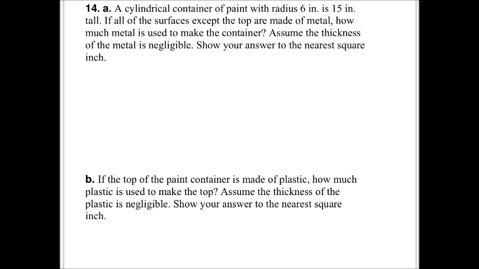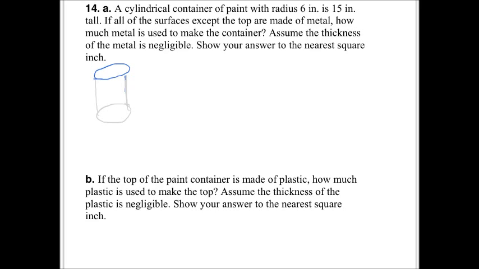Now, I think what they mean by assume the thickness of the metal is negligible is don't worry about how thick it is, just find the general surface area. So that's exactly what we're going to do. I'm going to draw a quick little picture. So here's the base of the paint can. Okay, and so the top of my paint can, let me finish drawing that there. The top of my paint can, I'll make it blue. Okay, so this side's supposed to be all gray. Didn't quite get there. And so the bottom is metal and the top is plastic.